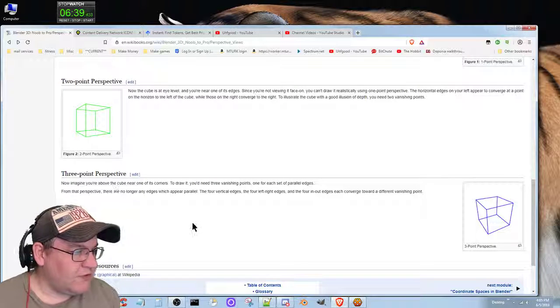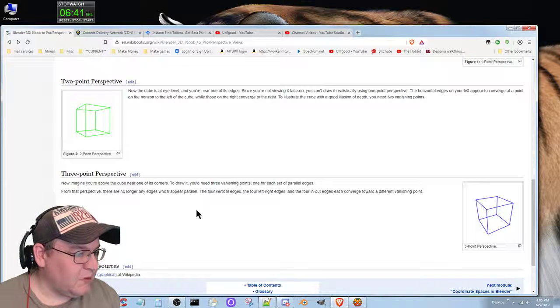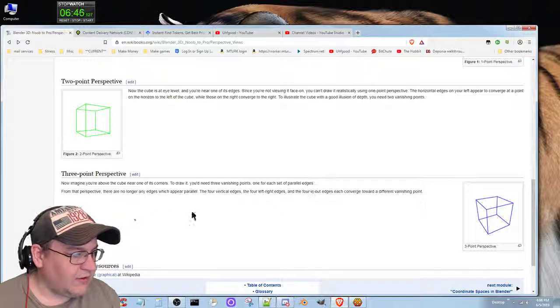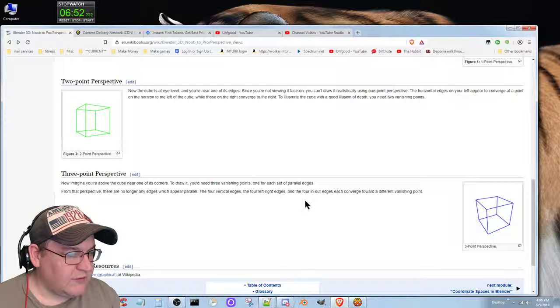3-point perspective. Now imagine you're above the cube near one of its corners. To draw it, you need 3 vanishing points, 1 for each set of parallel edges. From that perspective, there are no longer any edges which appear parallel. The 4 vertical lines, the 4 left to right edges, and the 4 in-out edges each converge toward a different vanishing point.